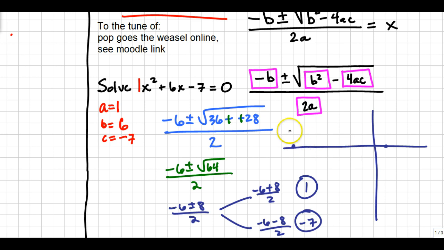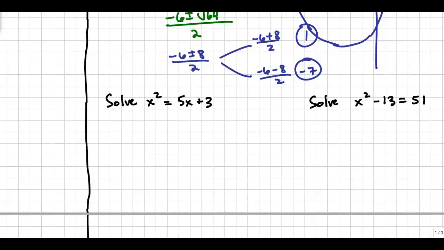So if we think about the parabola, it's going to dip down somewhere, but it's going to cross the x-axis at 1 and 7. We don't know where that vertex will be, so we'll just kind of sketch it. We know the parabola opens up because the a value was a positive number. We're going to go ahead and try two more questions.